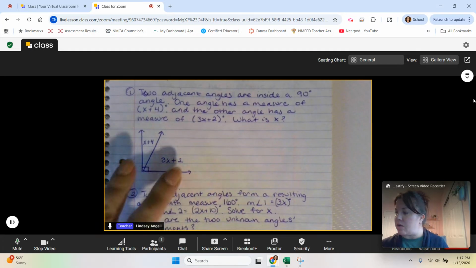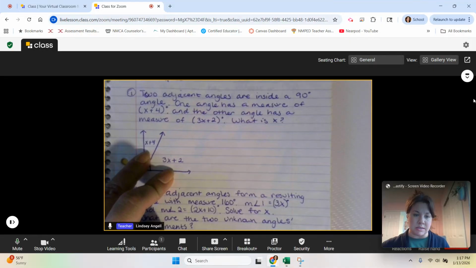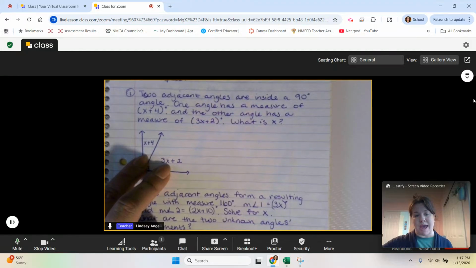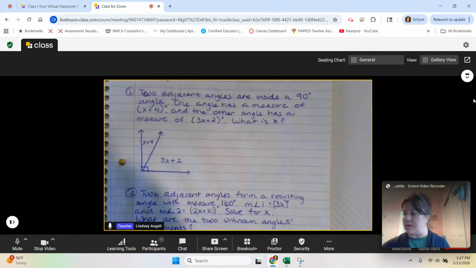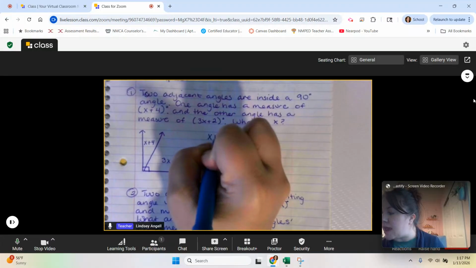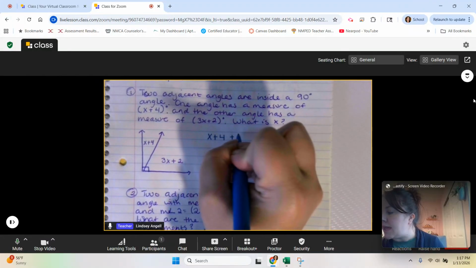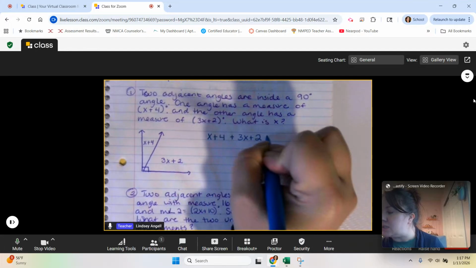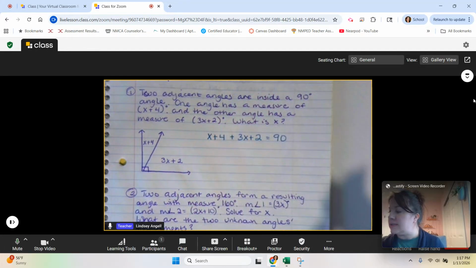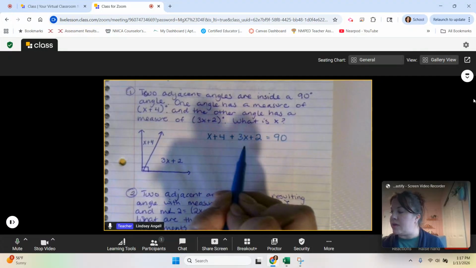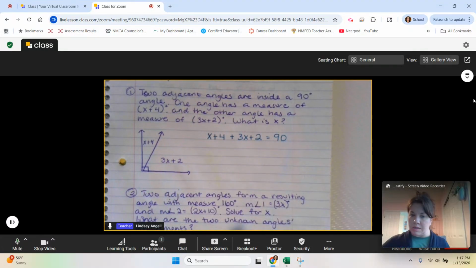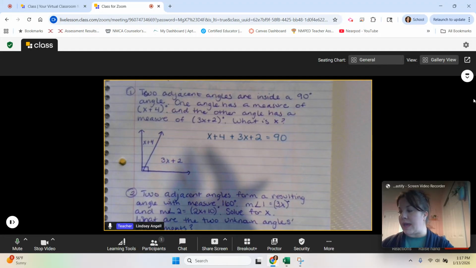Well, we know that both of these combined, and in math, combining things is like adding, right? So we should be able to add those together to equal 90. So I'm going to do that. x plus 4 plus 3x plus 2 equals 90. Now we could put parentheses around those, but in this case it's not really necessary, especially since everything is positive.